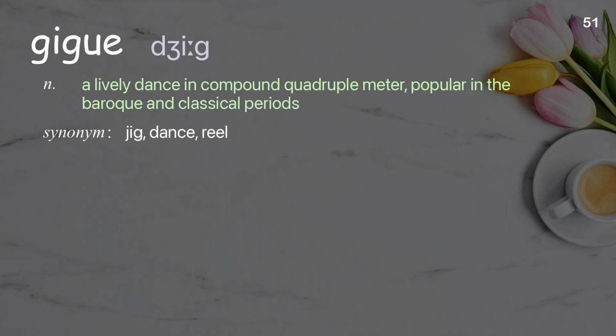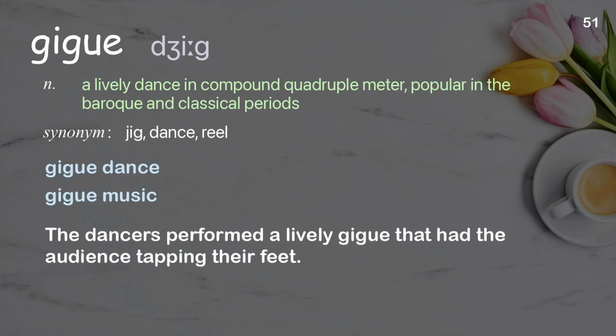Jig. A lively dance in compound quadruple meter, popular in the Baroque and Classical periods. Examples: Jig dance. Jig music. The dancers performed a lively jig that had the audience tapping their feet.